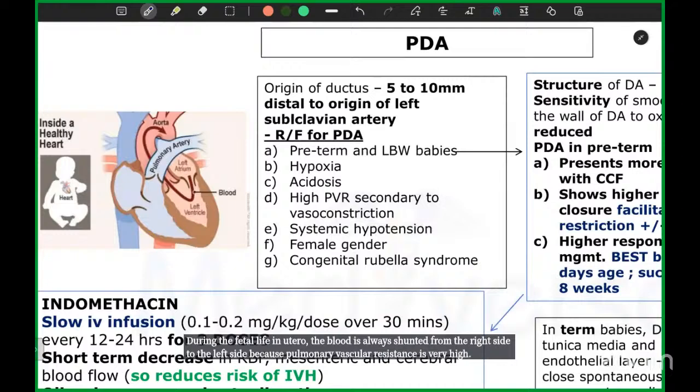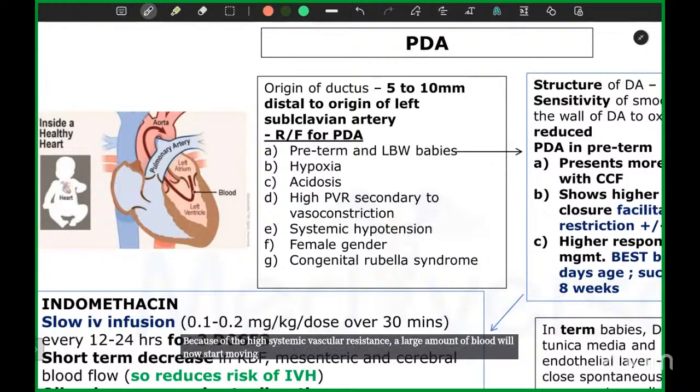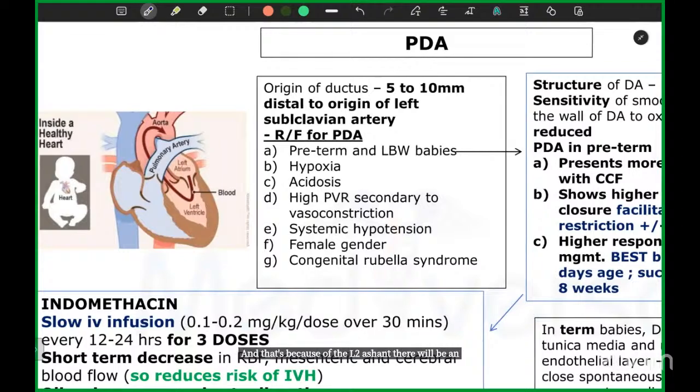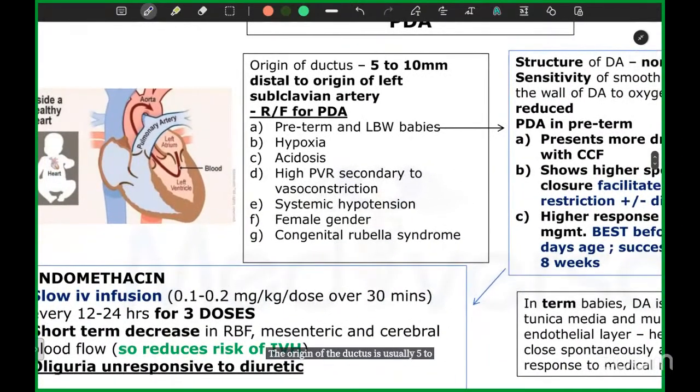But once the child takes birth, once it's a neonate, because of the high systemic vascular resistance, a large amount of blood will now start moving from the left to the right side, and thus because of the L2R shunt, there will be an acyanotic presentation. The origin of the ductus is usually 5 to 10 millimeters distal to the origin of the left subclavian artery.